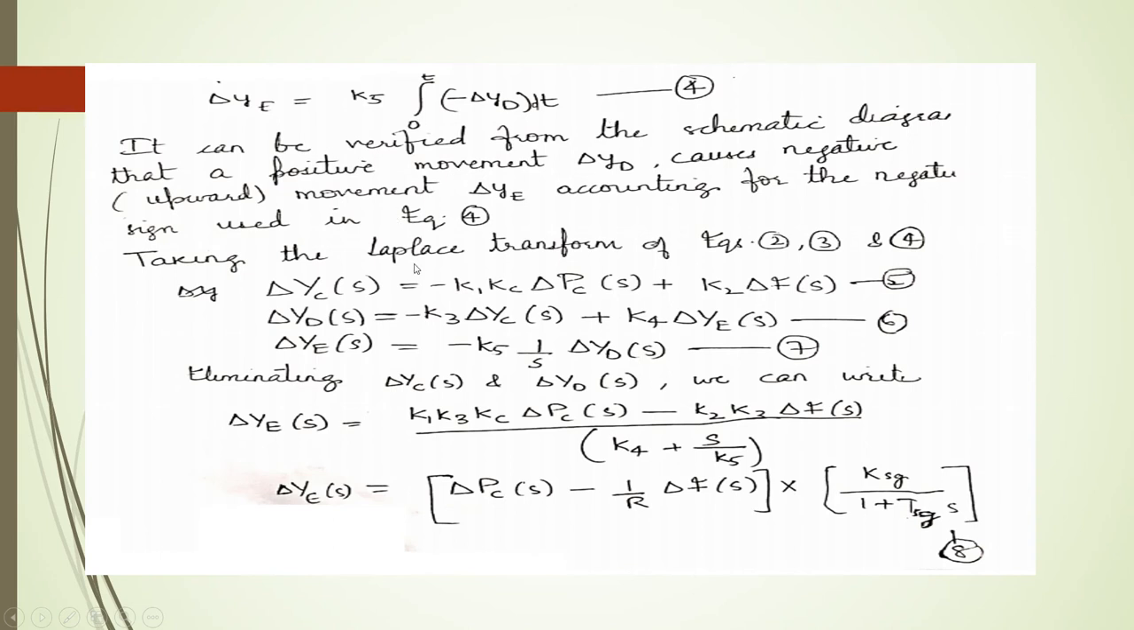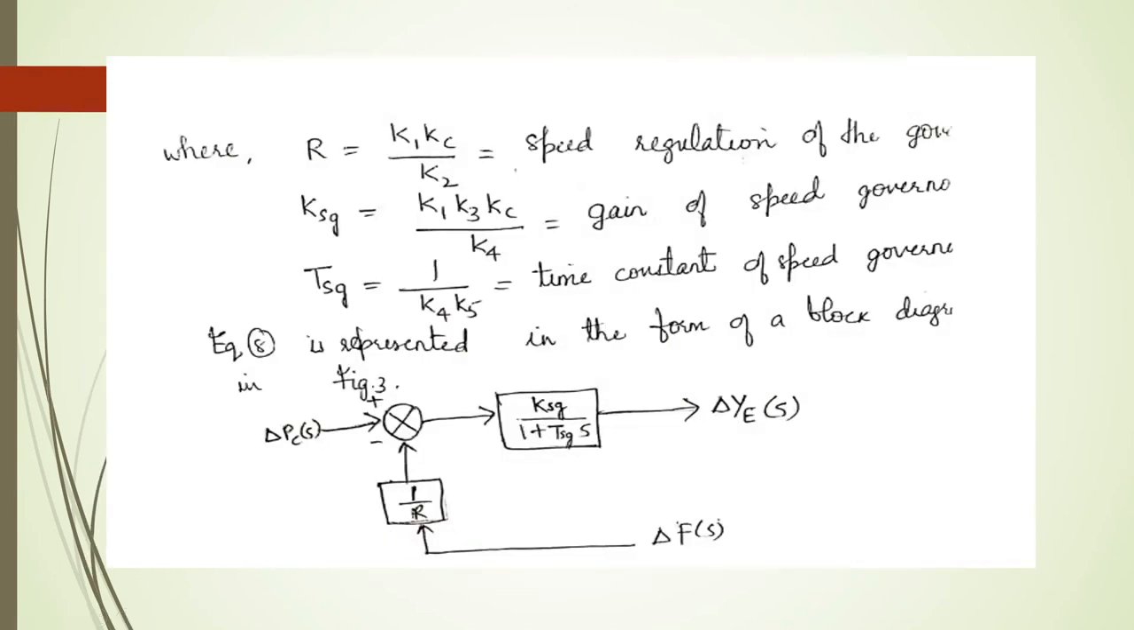So taking the Laplace transform of equations 2, 3 and 4, delta YC of S, delta YD of S and delta YE of S, we get equations 5, 6, 7. Eliminating delta YC of S and delta YD of S, I get delta YE of S as delta PC minus 1 by R delta F of S into KSG by 1 plus TSG into S. So now I am drawing the block diagram of this, that is KSG by 1 plus TSG into S.